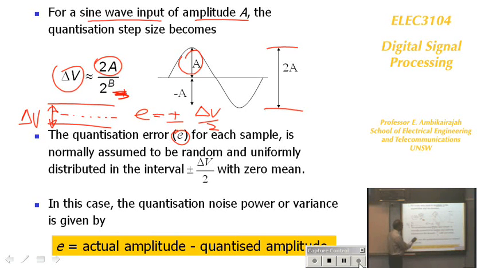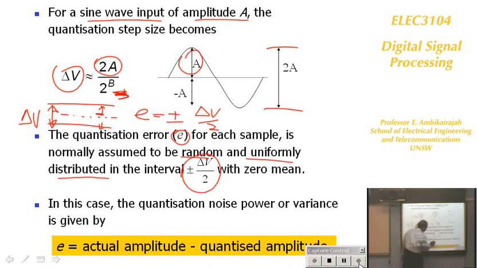And we can actually show, if you look at this quantization error, for every sample, unless it falls in the correct level, there will be an error. And if you just calculate the error and look at the distribution, you will find it's random and uniformly distributed in the interval of plus or minus delta V over 2 with a zero mean, okay? The maximum is delta V over 2 as an absolute error we can have.